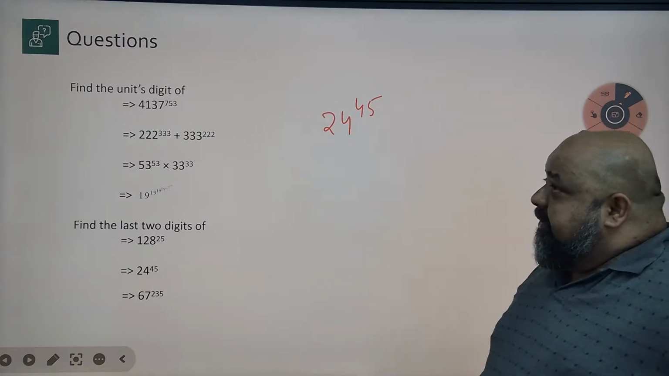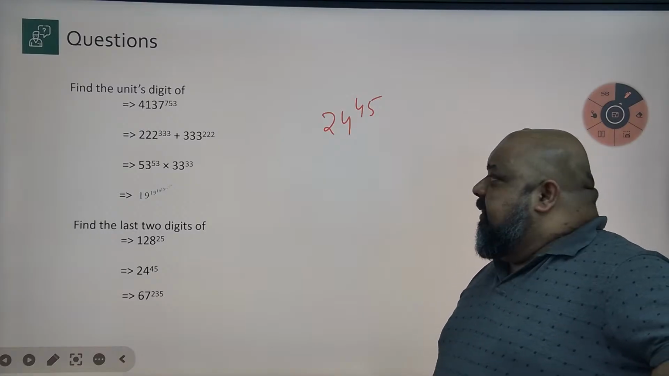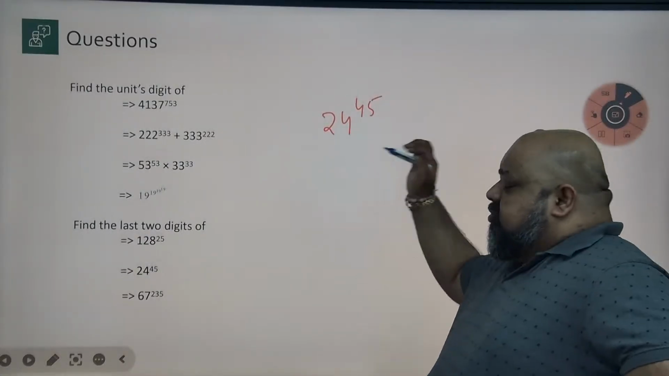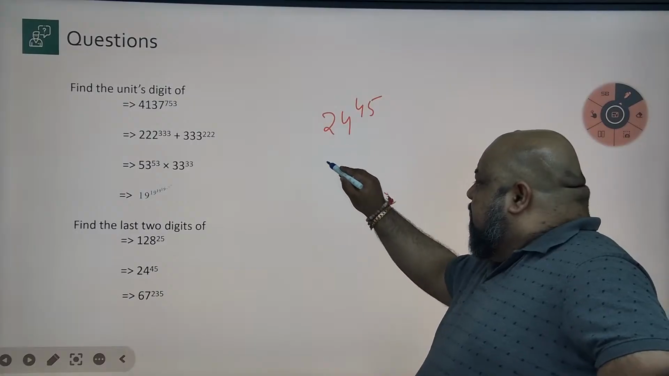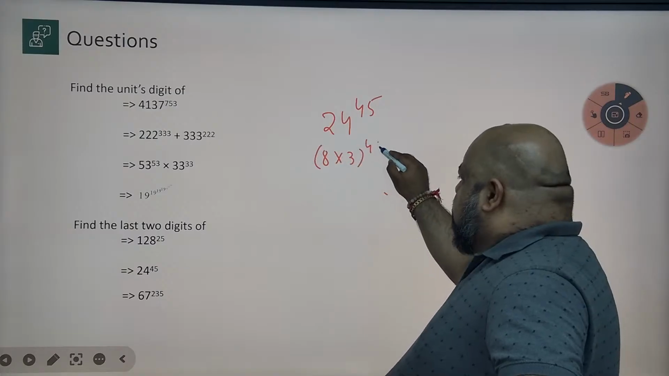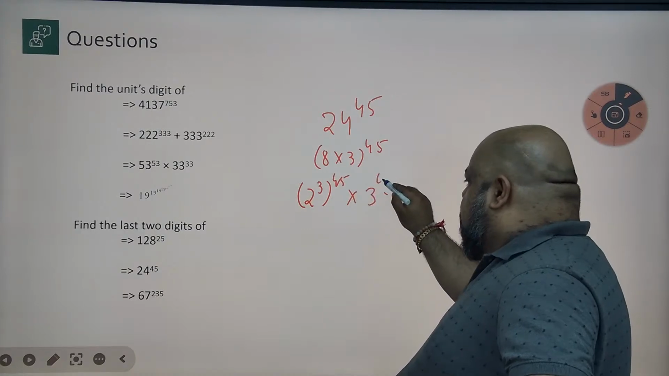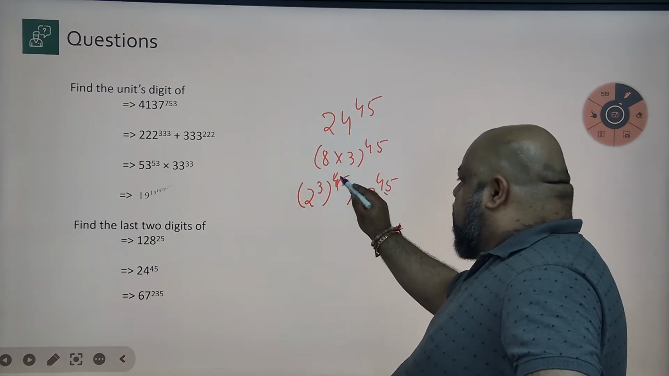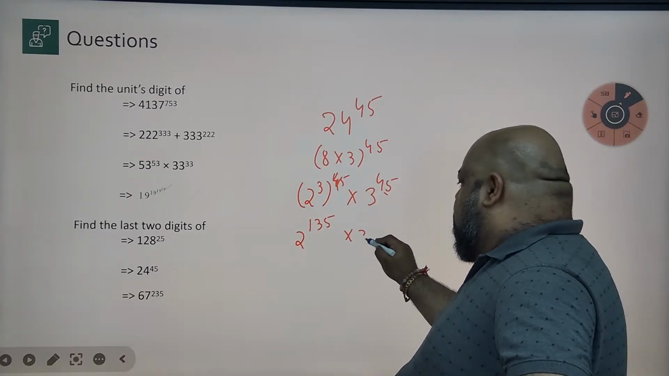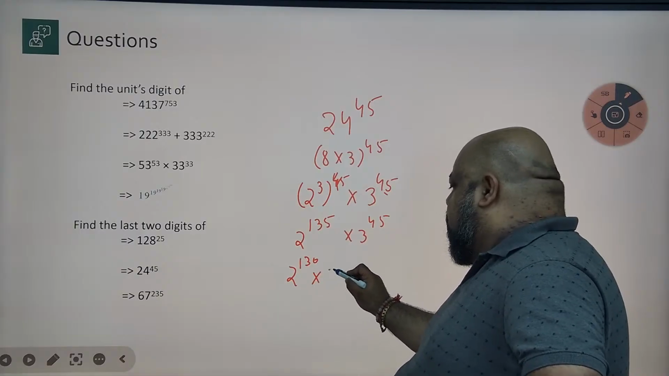So what I'm doing here is I'm saying 24 raised to 45. It is an even number, but it is not a power of only 2. It has other numbers as well. So 24 is 8 into 3. 8 is 2 cube. So 2 cube into 3, all raised to 45. 2 into 3 into 45 is 135. So this becomes 2 raised to power 130 into 2 raised to power 5.